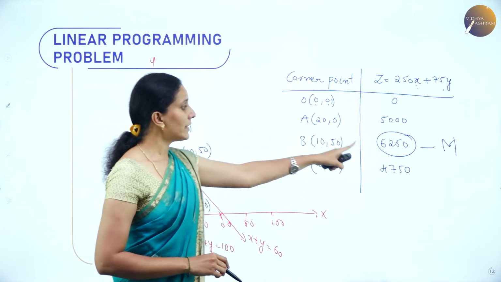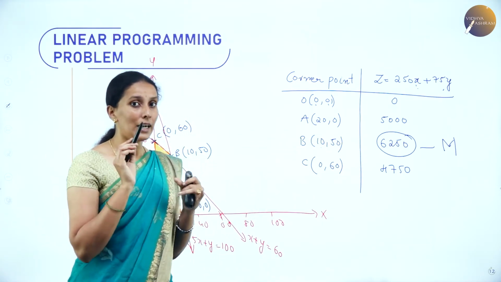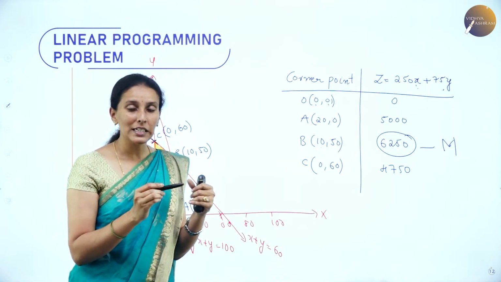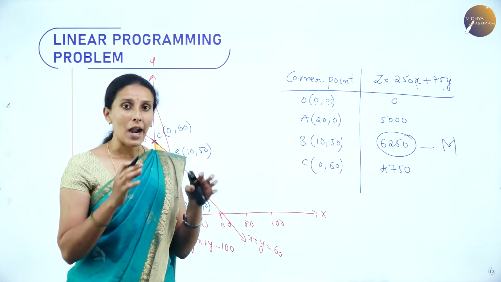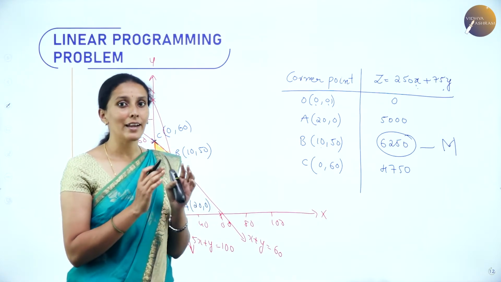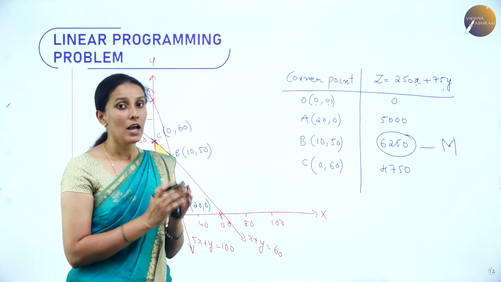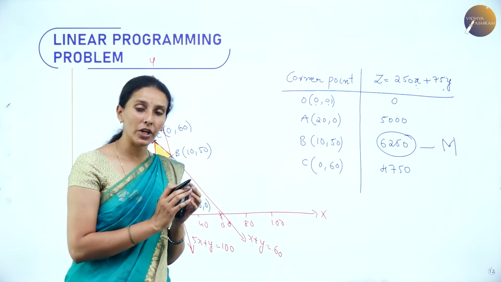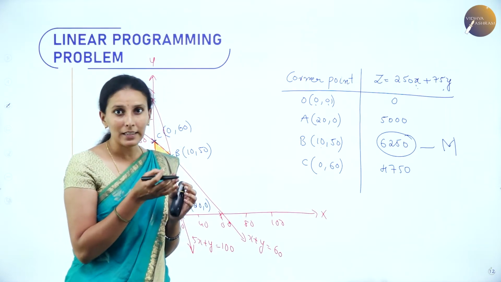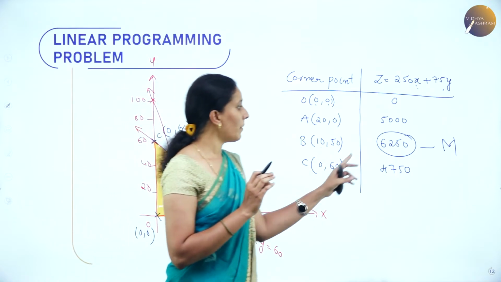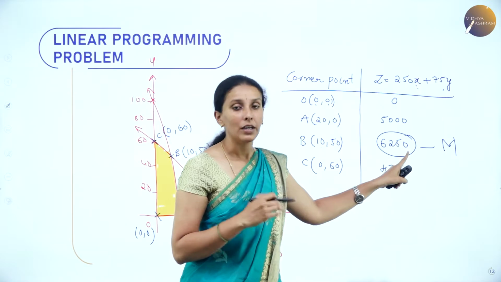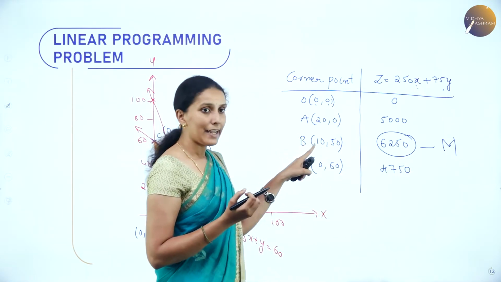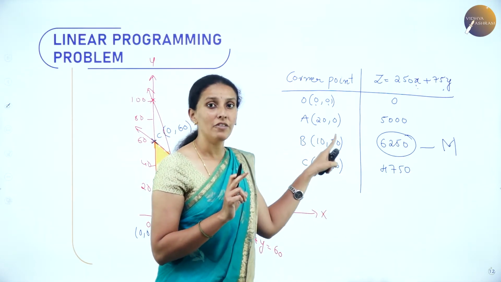So, what does it indicate here? The dealer, after investing a maximum of 50,000 and with his storage constraint that he can store only 60 pieces, how many tables and how many chairs can he take to get the maximum profit? The maximum profit he can get is 6,250. How? By taking 10 tables and 50 chairs.